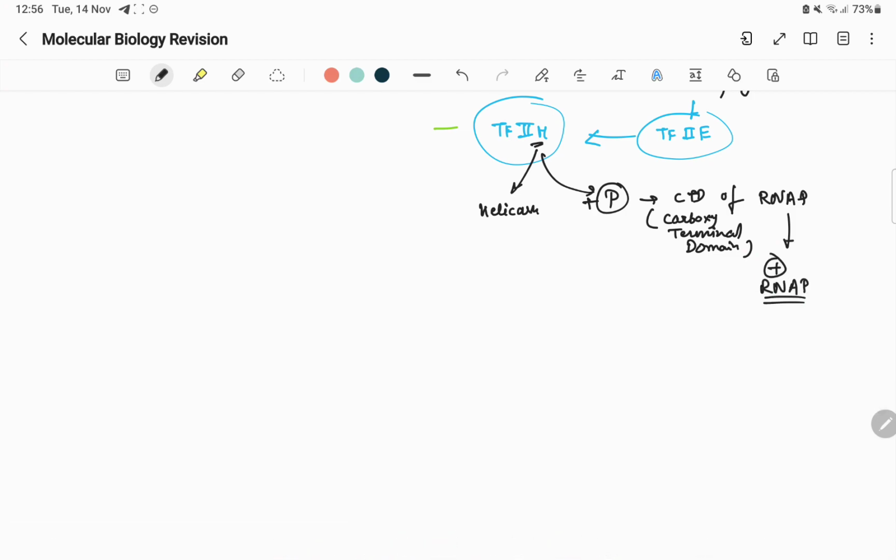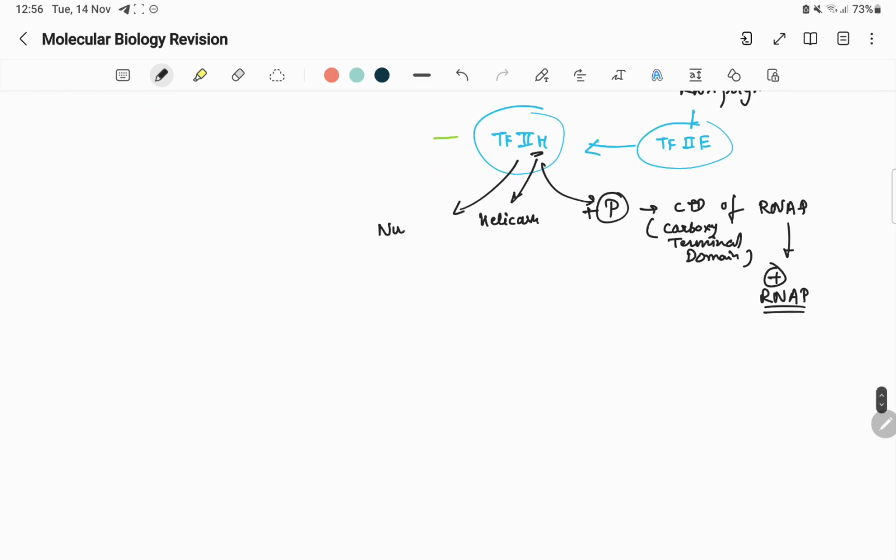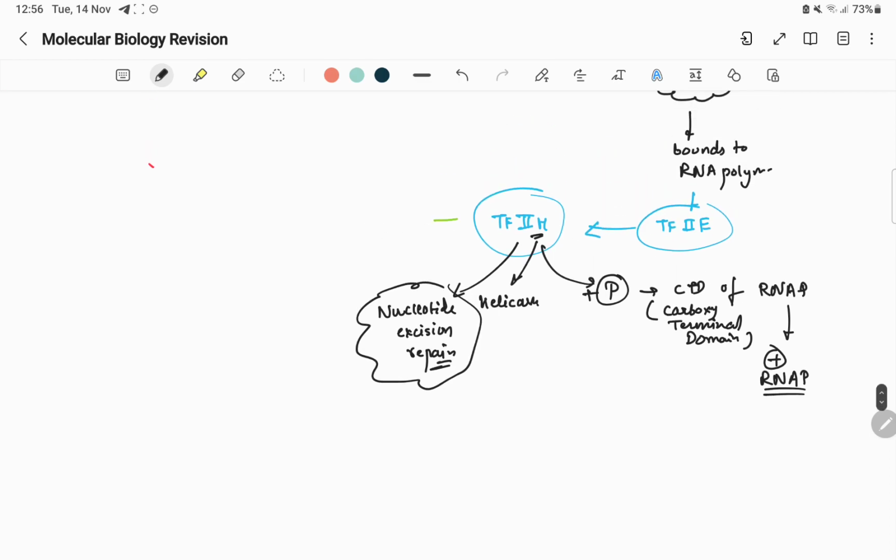So it is very important for transcription to occur. It is also helpful in nucleotide excision repair, which we saw at that moment. Okay, the disorders and all.